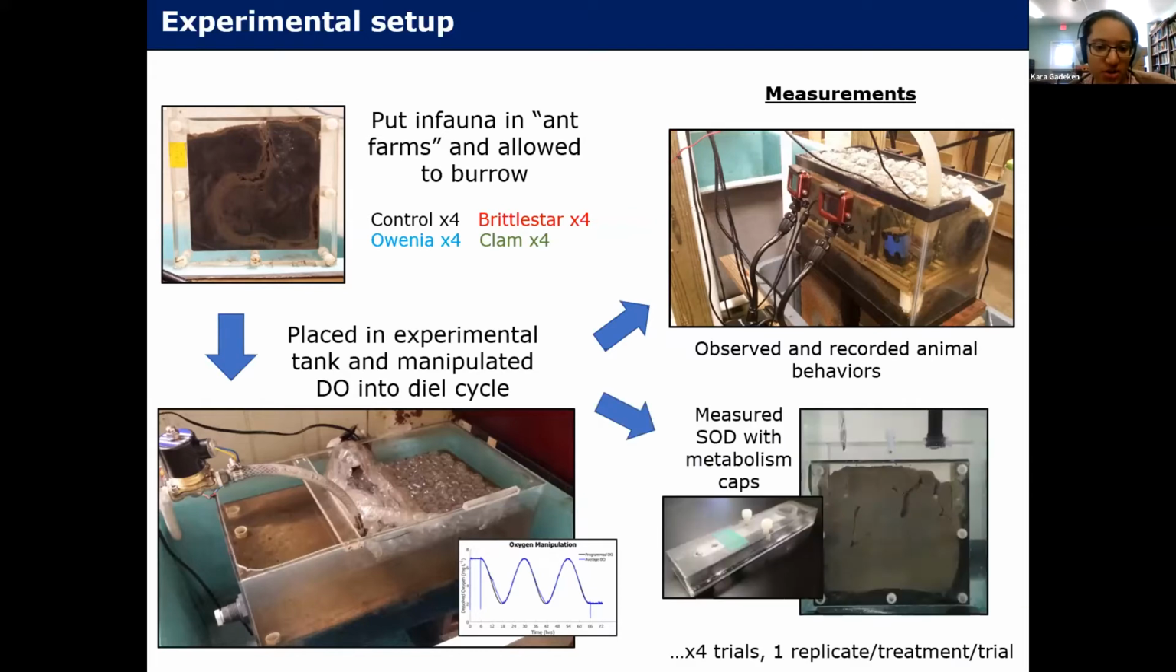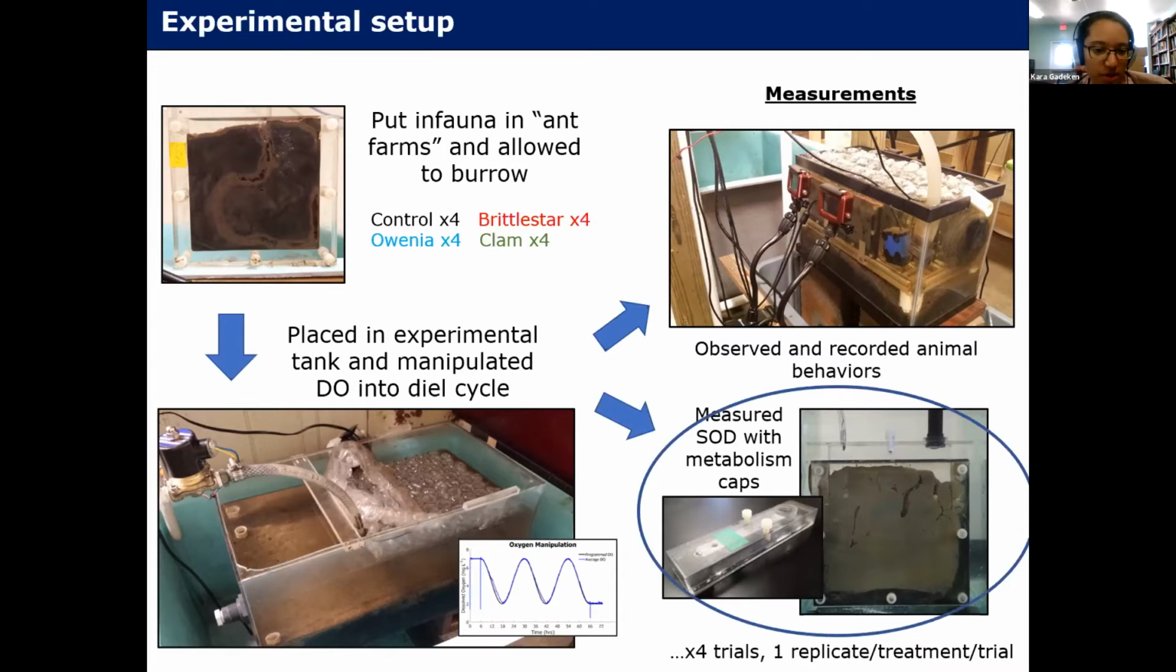And I also measured sediment oxygen demand with metabolism caps. So this is an example of a cap, and it's kind of hard to see because it's clear, but these were placed on top of the ant farms with a dissolved oxygen probe, and the oxygen concentration decline was recorded over time. And I did this 4 times. So there were 4 trials, 4 runs of the Diel cycle pattern with 1 replicate of each treatment in each trial. So 16 altogether.